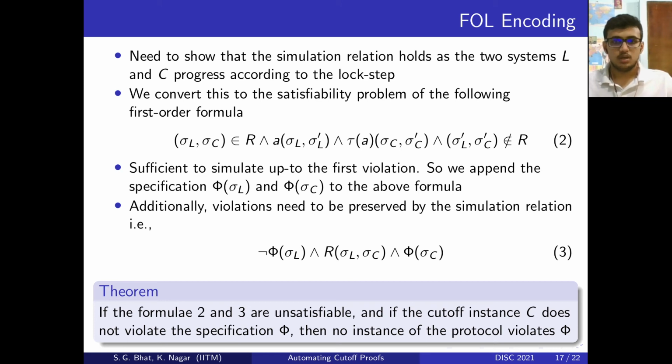Finally, we assert that the final states of L and C after this one step do not obey the simulation relation. We further observe that it is sufficient to simulate only up to the first violation of the protocol, as once the first violation occurs, the specification is broken. Therefore, we can actually assume that the safety property holds in the initial state of the formula above. This is equivalent to appending the specification conditions on the initial states of L and C to the above formula. Finally, the simulation relation must also preserve the violation. This is mathematically stated in the first order formula shown here.